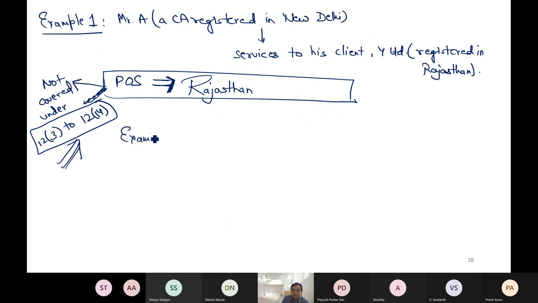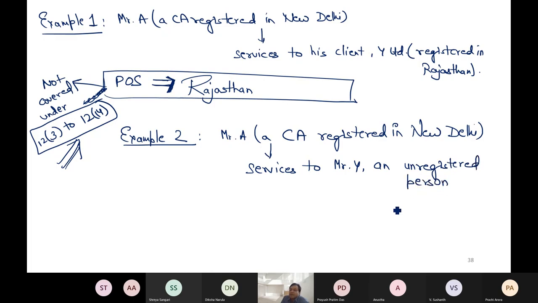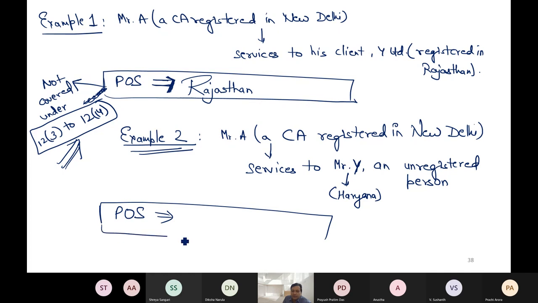Next example. Mr. A, a CA registered in New Delhi, supplied his services to Mr. Y, an unregistered person, and this person is of Haryana. Now I'm assuming that this is also residuary services. Can you tell me the place of supply? Anyone who can tell me the place of supply?